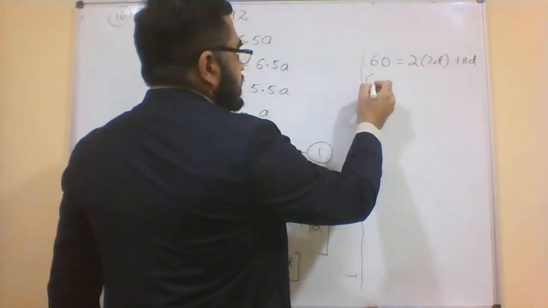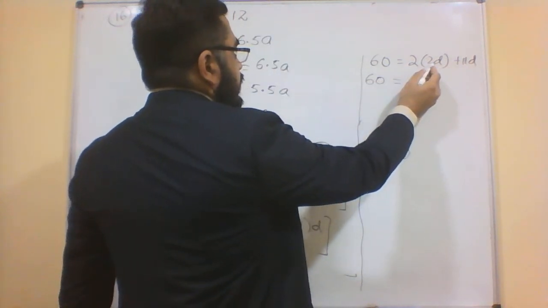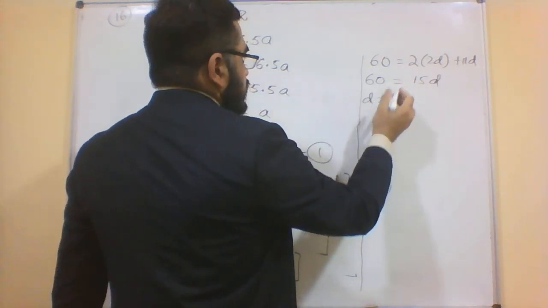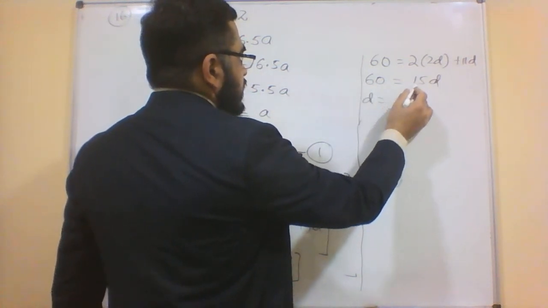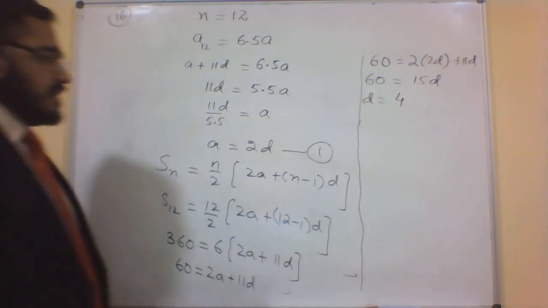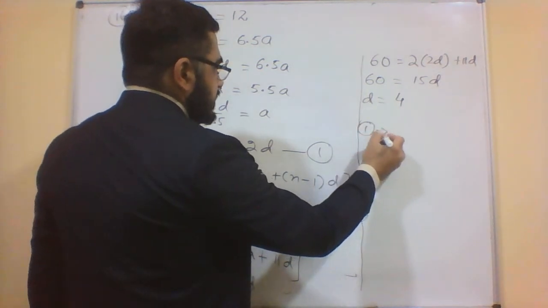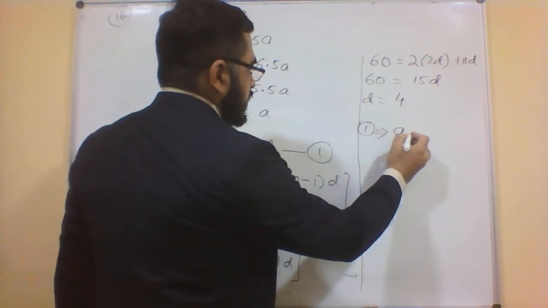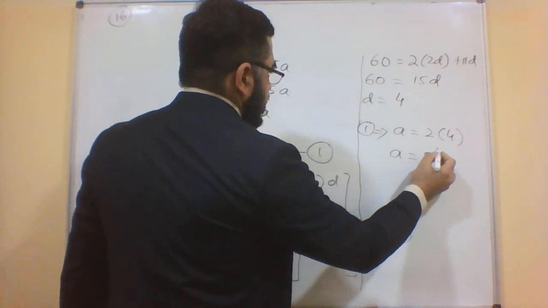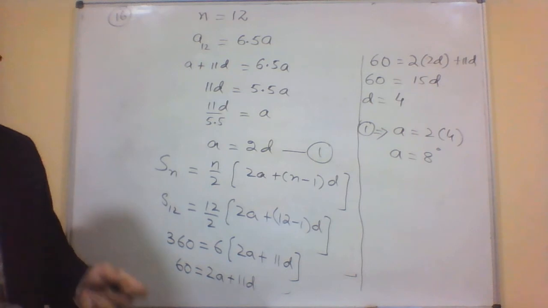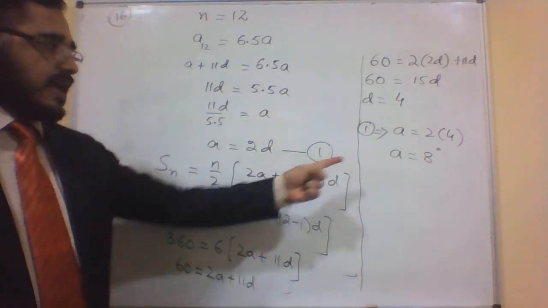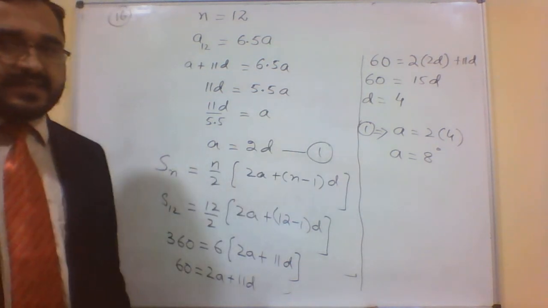60 is equal to 2 2s are 4, 4D plus 11 is 15D, then D is equal to 60 divided by 15, which is 4. D is equal to 4. Then equation 1 implies that A is equal to 2D. A is equal to 2 into D. D is 4. A will be equal to 2 4s are 8 degrees. Then the angle in the first sector is 8 degrees. This is the answer.